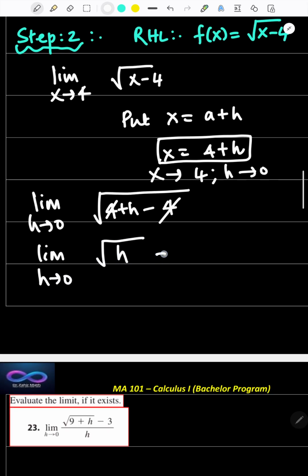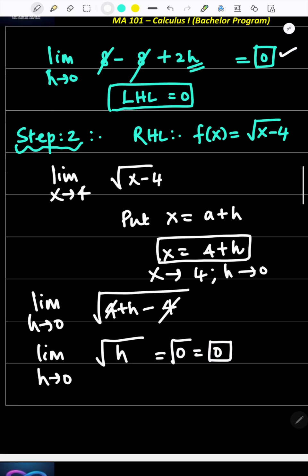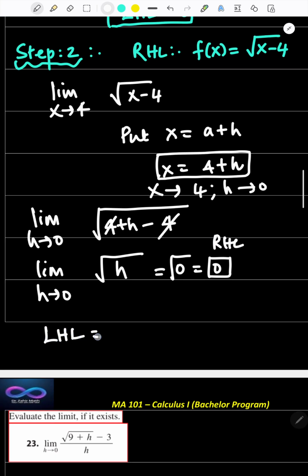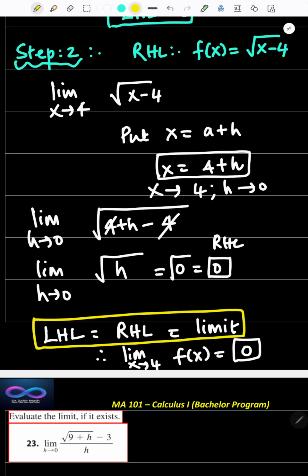So when you put 0, you are going to get square root of 0, which is equal to 0. So what is your left hand limit? 0. What is your right hand limit? 0. If the left hand limit is equal to the right hand limit, then this is equal to the limit of the function. So therefore, limit x tends to 4, f of x, the answer is 0. Keep in your mind, this is a rule. If left hand limit is equal to right hand limit, then that is the limit of the function.